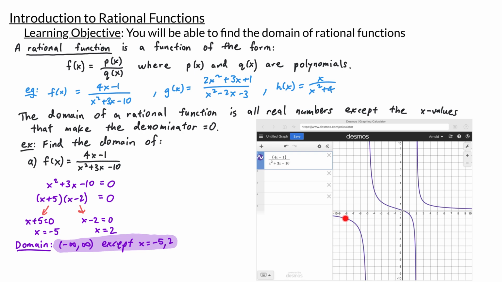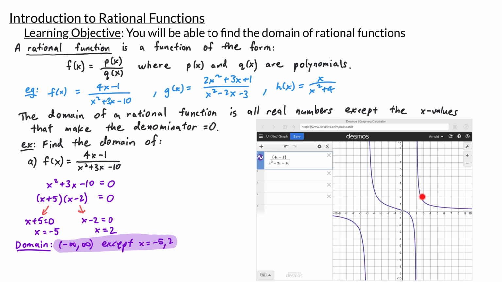Now, if we trace along this graph, you'll notice that we have some things occurring that we normally don't see when we work with polynomials. When we worked with polynomials and we traced our graph to the right and to the left, we knew one of two things could happen. The graph could go up to positive infinity, or the graph could go down to negative infinity. However, this is not a behavior we're seeing for this rational function.